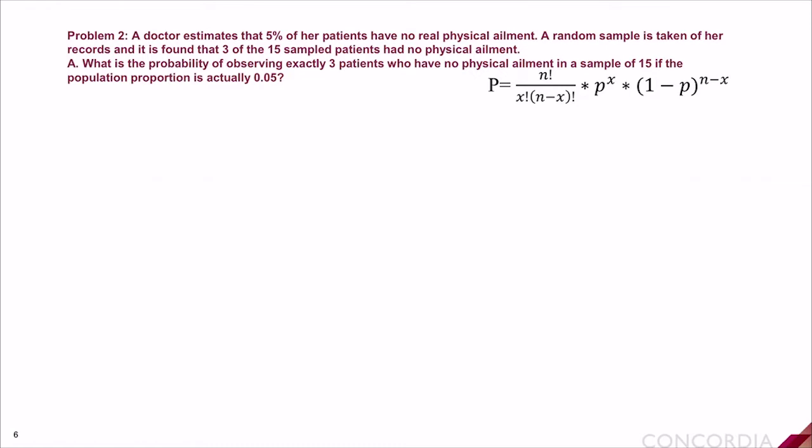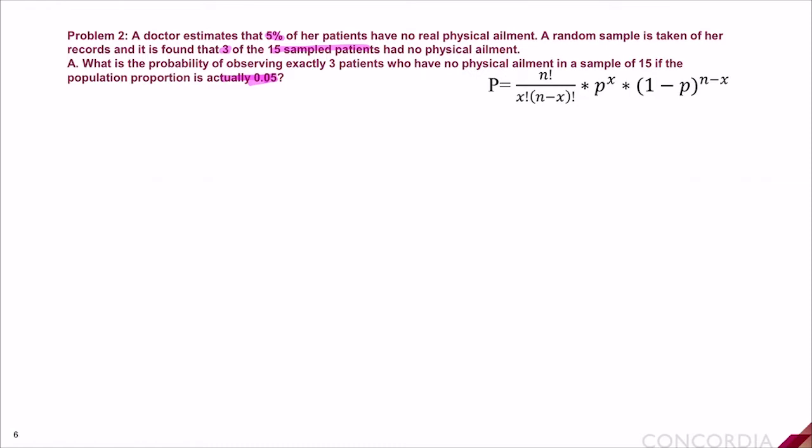Well, before we begin, let's highlight the important information the problem gives us. It tells us that 3 out of 15 patients sampled had no physical ailment, and that the proportion with no physical ailment should be 0.05 or 5%. What they're asking us to do is to find the probability of observing 3 out of 15 people who have no physical ailment if the probability of someone with no physical ailment is equal to 5%.